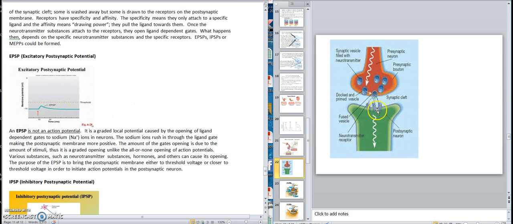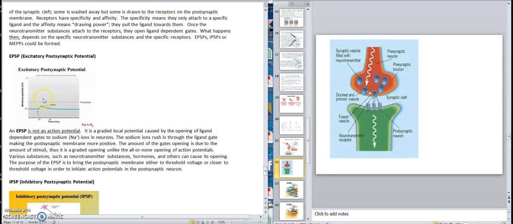Remember, these are ligand-gated channels. Around in here would be voltage dependent. So I need to bring in enough sodium to get voltage-dependent channels to start up. So the EPSP is a graded thing. The sodium through the ligand-gated channels makes it more positive. The number of gates opening is due to the amount of stimulus. Thus it is graded, unlike the all-or-none of an action potential. Various substances, hormones, can cause the opening. The purpose of the EPSP is to bring the postsynaptic membrane either to threshold voltage or closer, in order to initiate action potentials in the postsynaptic neuron.